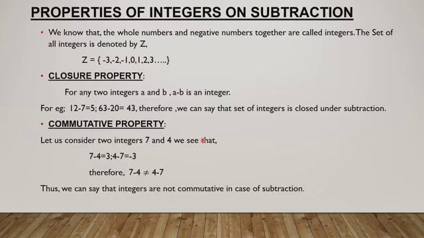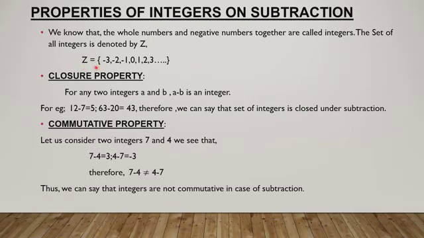Properties of integers on subtraction. Before moving on, let us first quickly revise what we've learned in the previous video. The whole numbers and the negative numbers together are called integers. Like you see, -3, -2, -1, these are your negative numbers and they are also called negative integers. And your whole numbers, that is 0, 1, 2, 3 and so on. When we combine them, all these numbers together are your integers, and integers are denoted by the letter Z. Whole numbers are denoted by W and natural numbers are denoted by N. Similarly, integers are denoted by the letter Z.